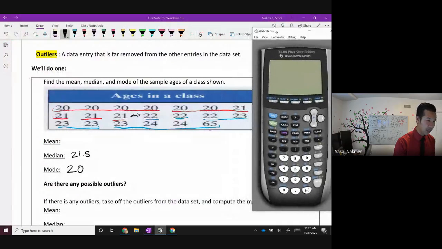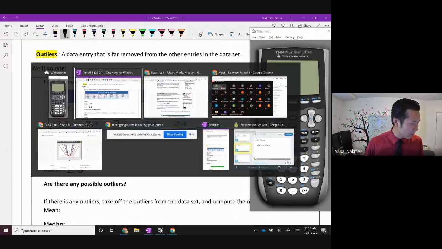What happened to my screens? All my screens just minimized. Whoops. Give me a second.